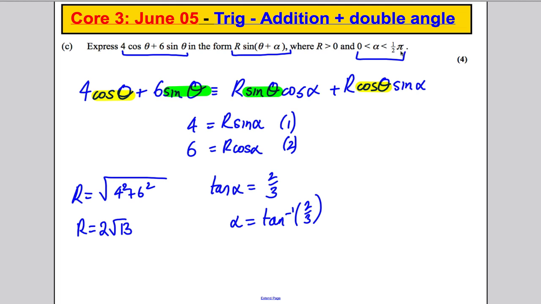Actually, we want it in radians mode, so make sure your calculator is in radians mode, and it is 0.59. So this would be equal to 0.59 radians. So therefore, in the correct format, it would be 2 root 13 sine of theta plus 0.59 radians, and you're done.